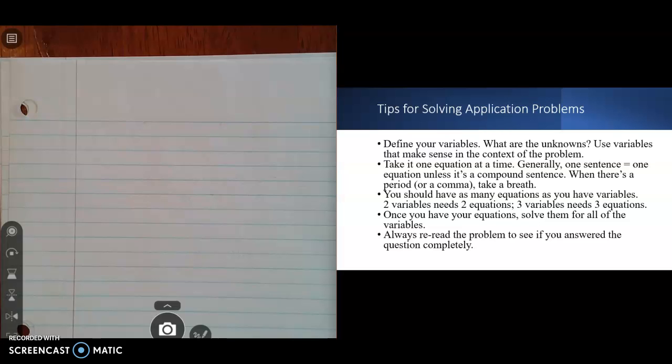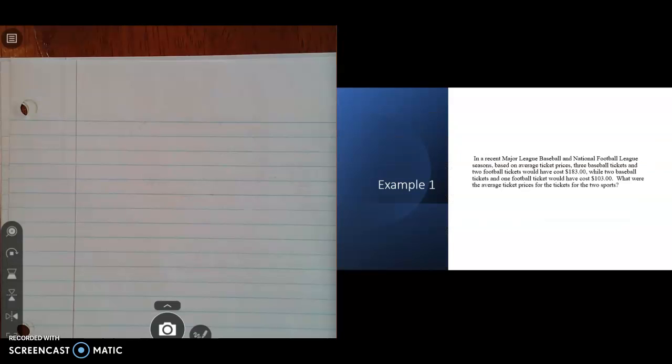In general, you should have as many equations as you have variables. So if you have 2 variables, you need 2 equations. If you have 3 variables, you need 3 equations. Once you have all of your equations, you get to solve them, and we've done lots of methods for solving. You've got this. And the last thing, of course, is always rereading the problem. Make sure you answered the question, you answered it completely, and it makes sense. So evaluate what you got and make sure that it matches what the question is asking you to do. So let's get started.